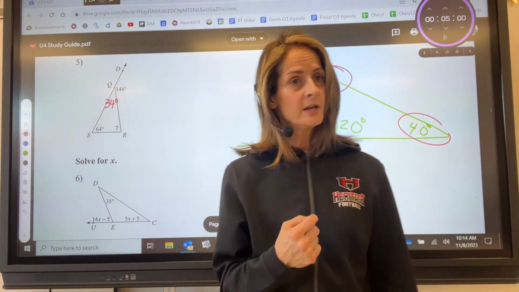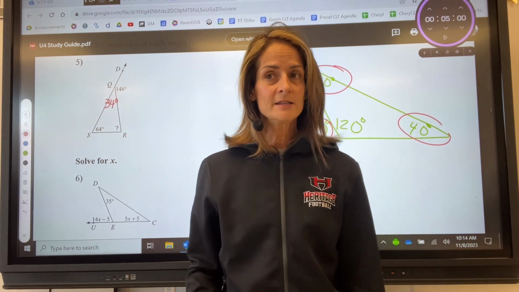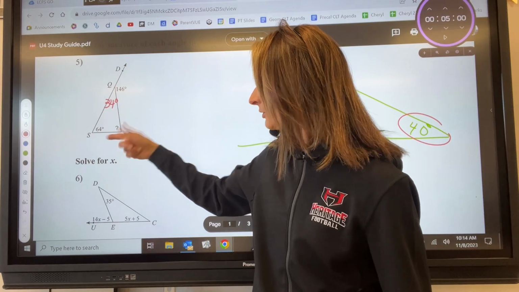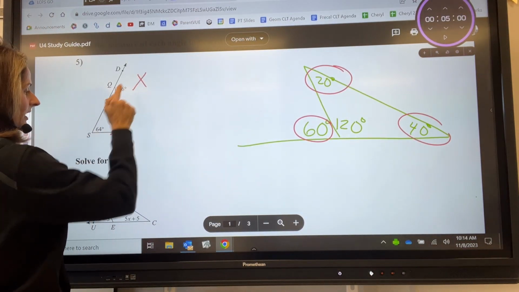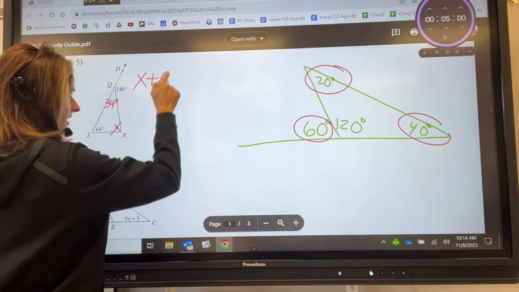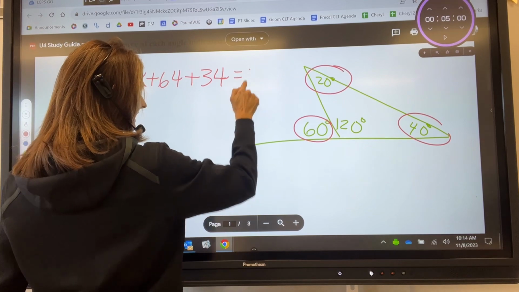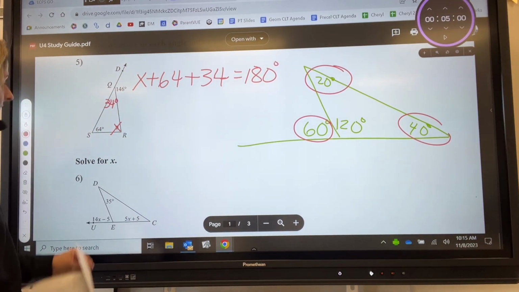Okay, now what else do we know? The triangle sum theorem says? Jack. Okay, so we know this missing angle, which we'll just call x, and this is what we did in the first 4 problems, plus this 64, plus this 34, they all have to add up to 180 degrees. Solve for x, and what do you get?